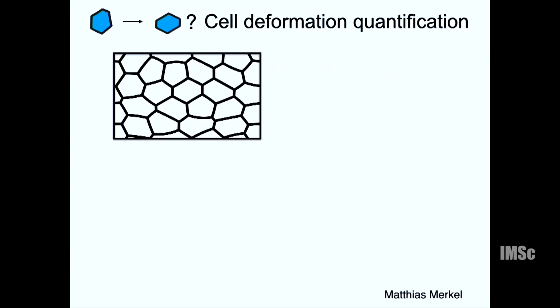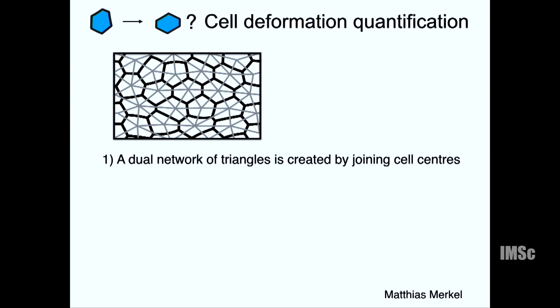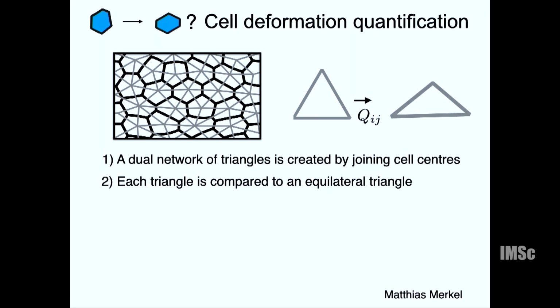How should I quantify on average how each cell deformation is happening over time? That is a little more complex, but thanks to Matthias, he found a very nice way, and the idea is the following. So you have this network of polygons. What you do, you construct a dual network by connecting the cell centers, and the dual network of this polygonal network is a triangular network. So now you can ask how each polygon has changed from some reference polygon, which is an equilateral triangle.